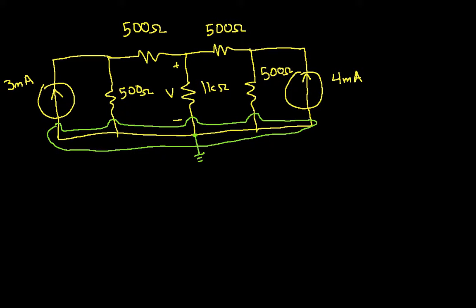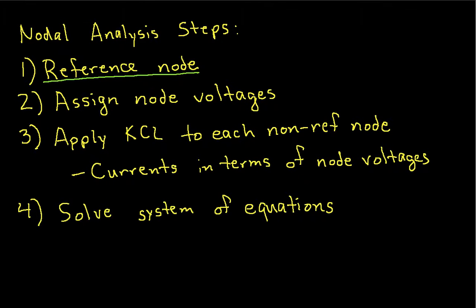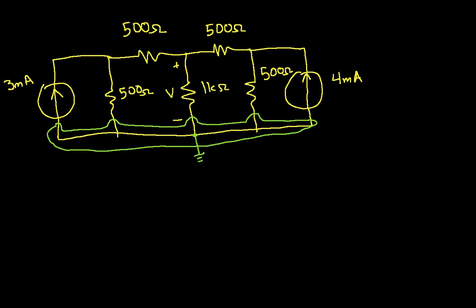Now, what will I use my reference node for? Well, it turns out that I'm also going to assign node voltages. In fact, let's go back to our list of things to do. We'll assign node voltages, and each of these node voltages is going to be with respect to the reference node. So I have a node here. I will assign this node voltage V1. And when I talk about V1, what I mean is the voltage difference between the node that I've circled in red and my reference node. That voltage will be V1.